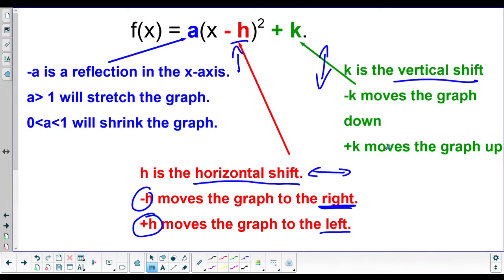So when K is positive, it moves in the positive direction, which is up. When K is negative, it moves in the negative direction, which is down. All right? So those are the three ways we're going to transform graphs. In the wild world of mathematics, there are way more ways to transform, but this is what we're going to focus on. All right. So let's go look at some equations and see if we can predict what or name what the transformations are going to be.